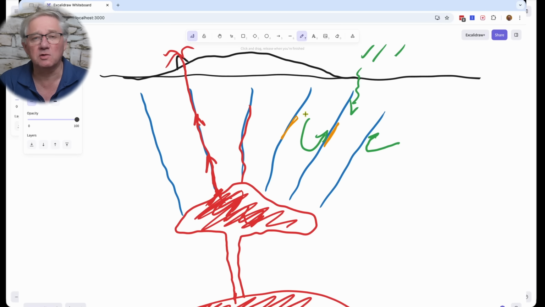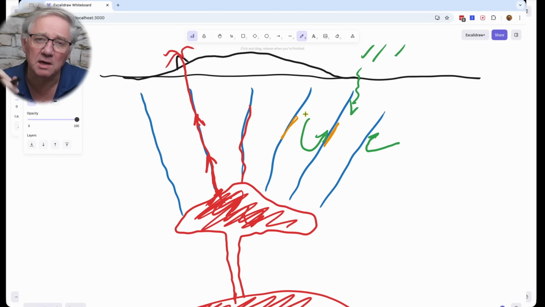In our case, we're interested in gold. Gold moves up, being leached out of the country rock. It reaches the veins, and it starts moving up in this boiling hot solution. As it gets up, it encounters a pressure and temperature change, and depending on that, it can start to precipitate out.